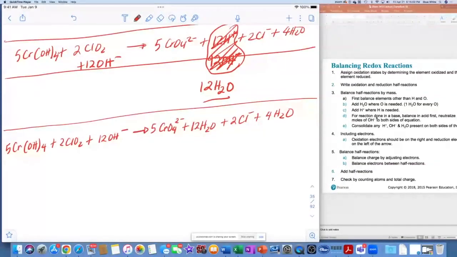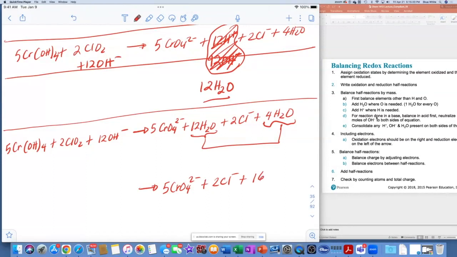Okay? Now, we're going to consolidate. This combines with this because they're both waters, right? If they're on opposite sides, you subtract the lower amount. So we end up on the right side once again with 5 CrO4 2 minus plus 2 Cl minus plus 16 H2O. And I'll double check my math to make sure everything is correct. 5 CrOH4 plus 2 ClO2 plus 12 OH minus. Okay?